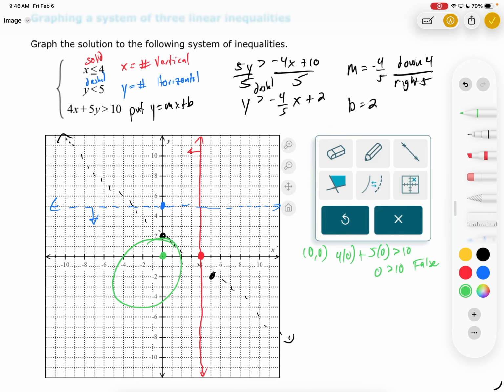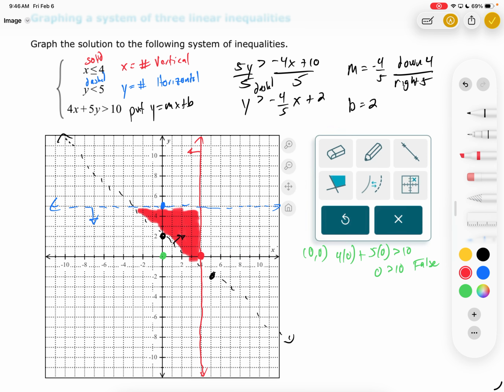It's not this side. If I plugged in anything on that side of the black line, it wouldn't work. So I need to shade on this side. So I need to be above that black line, below the blue line, to the left of the red line. A lot of times it is going to make a triangle when you do these problems.